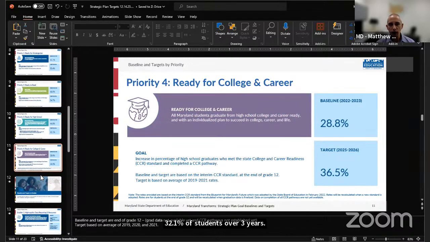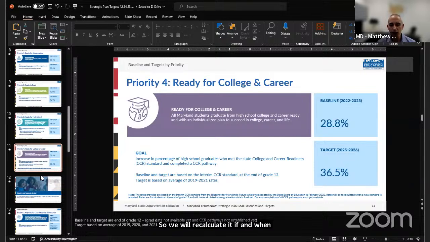Priority 4 is ready for college and career. Our goal is to increase the percentage of high school graduates who met the college and career readiness standard and completed a pathway. A few caveats to this. One is we do not have graduation data finalized yet. That should be, I believe, in January. So we're using students at the end of grade 12. Also, we're using the interim standard, and that could very well change. So we will recalculate it if and when that happens.